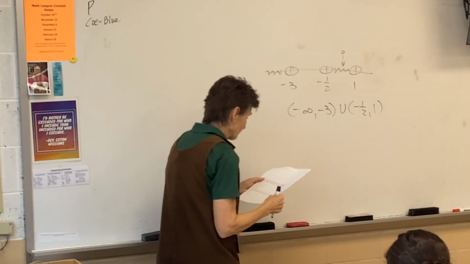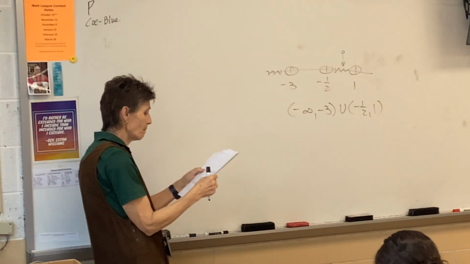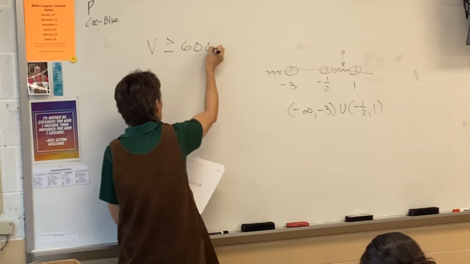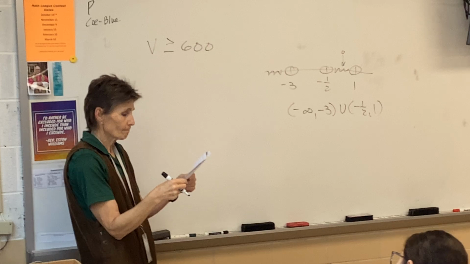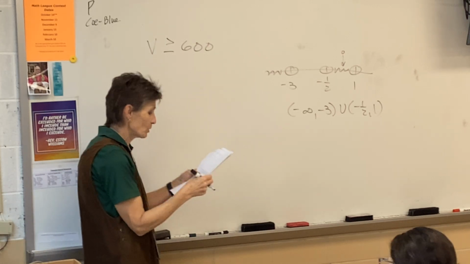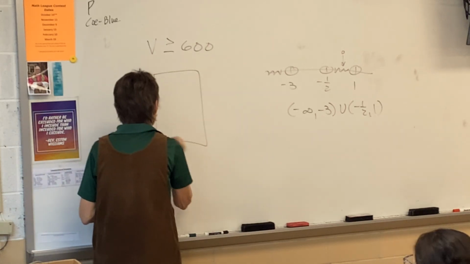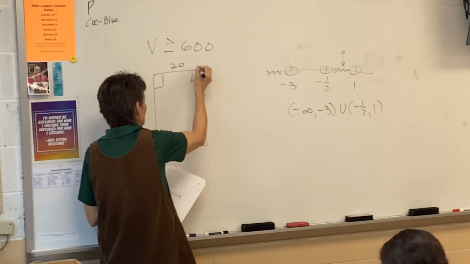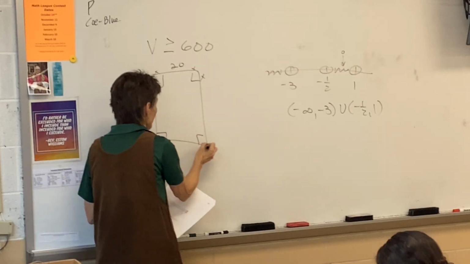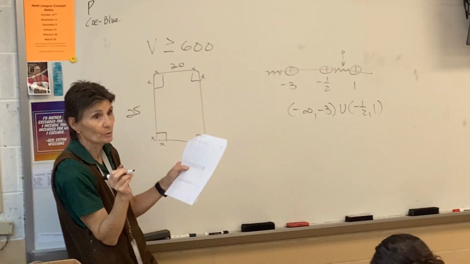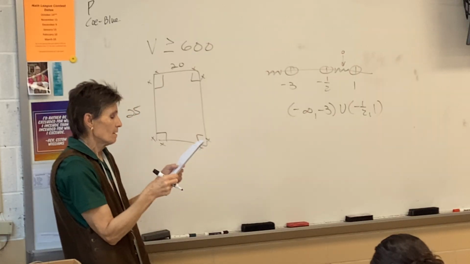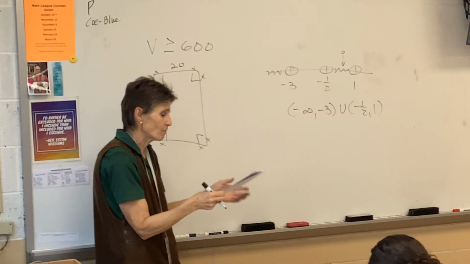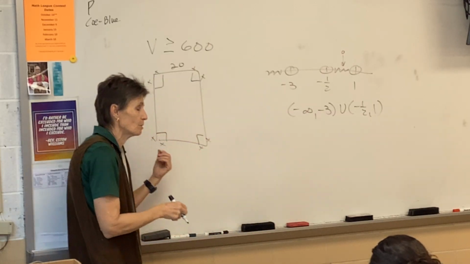Number 9. We're going to design some boxes with a volume of at least 600. Squares are to be cut from the corners of a 20 by 25 piece of paper. You've done this before countless times. Fold up the flaps, make an open box. What size corner should be cut out of the cardboard?